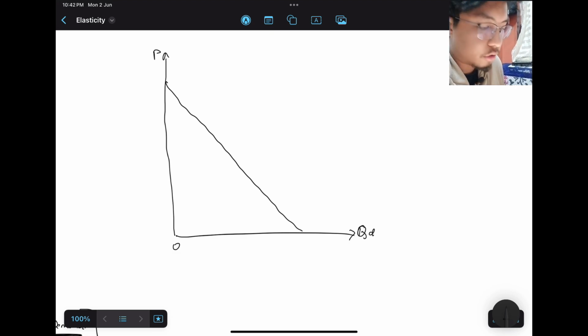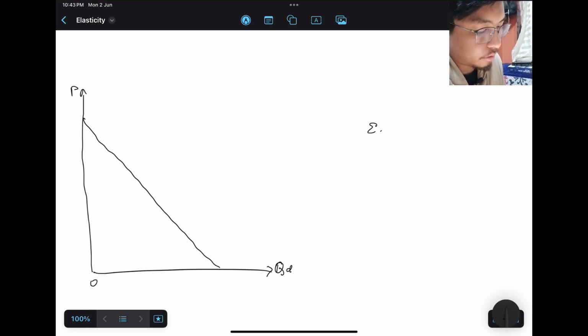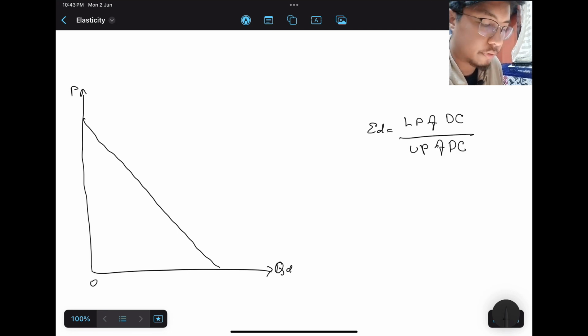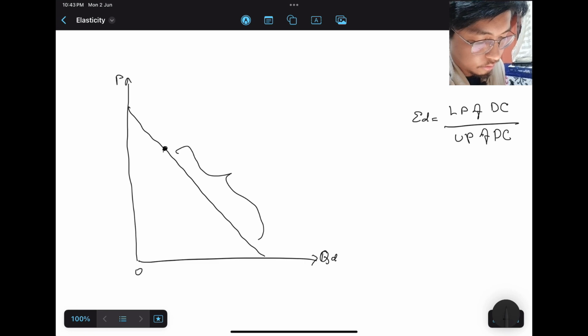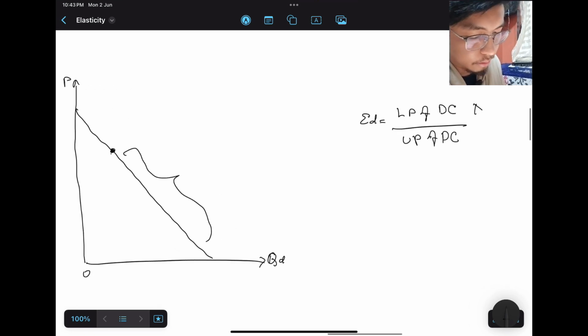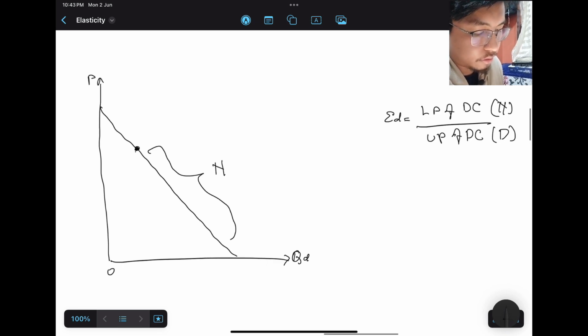अब geometric method tells you your elasticity of demand is the lower part of demand curve upon the upper part of demand curve, okay. What do I mean by that? See, let's say you want to find the elasticity of demand here, okay. Now the lower part of demand curve becomes your numerator. That means this becomes your numerator and this becomes your denominator.